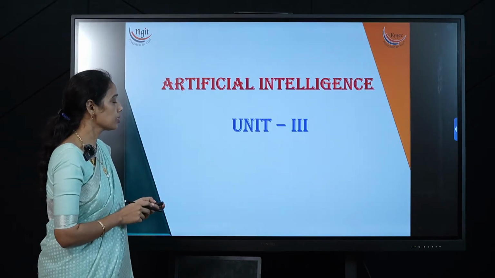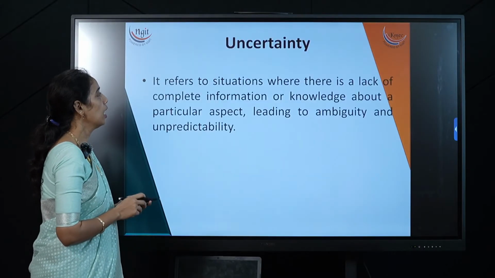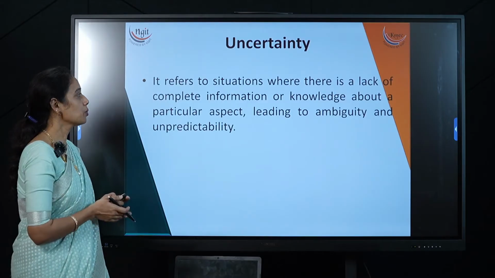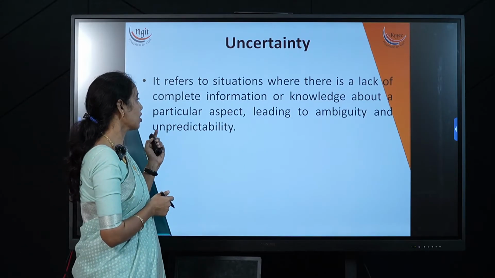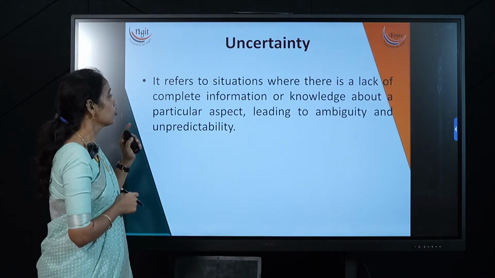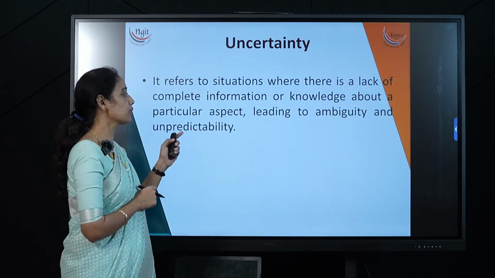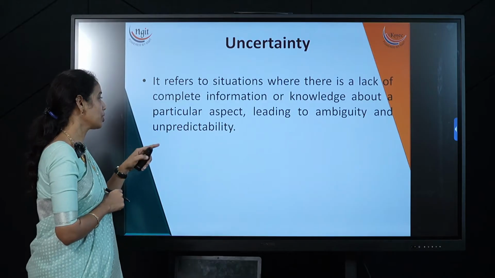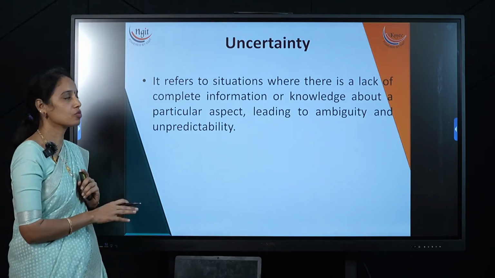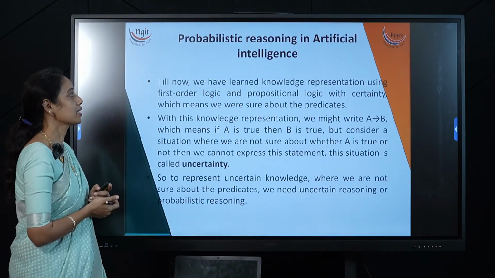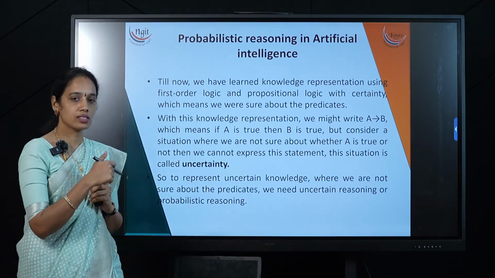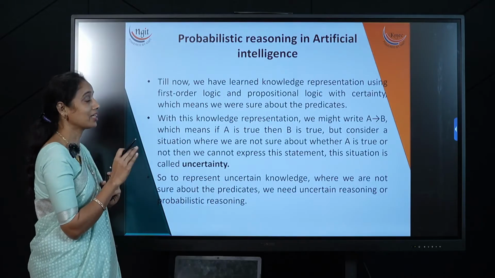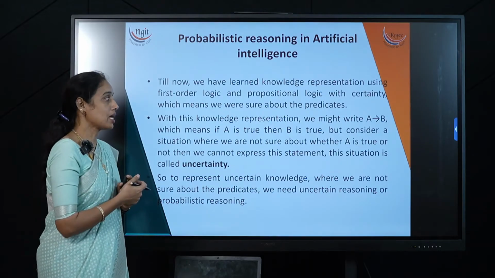So in this session, let us discuss uncertainty. What do you mean by uncertainty? It refers to situations where there is a lack of complete information or knowledge about a particular aspect, leading to some ambiguity and unpredictability. That is what we call uncertainty. To overcome this uncertainty, we generally use some techniques. Let us see in this session what the techniques are to work with uncertainty.